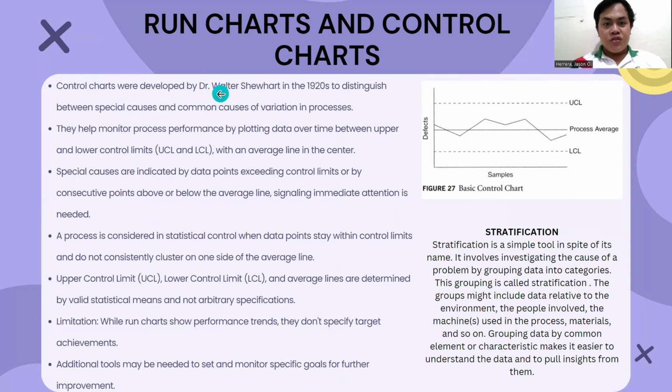Okay, next is the control chart. The control chart was developed by Dr. Walter Shewhart in the 1920s to distinguish between special causes and common causes of variation in processes. This basic control chart is something you need to have. You need to control, because if your process average hits the upper control limit or the lower control limit, it does not mean your process and quality are stable, like your defects being stable. The run chart is the first step, and after that the control chart takes over to maintain the number of defects.